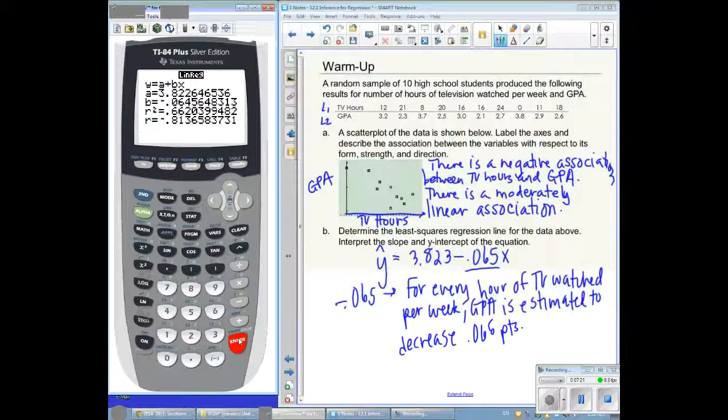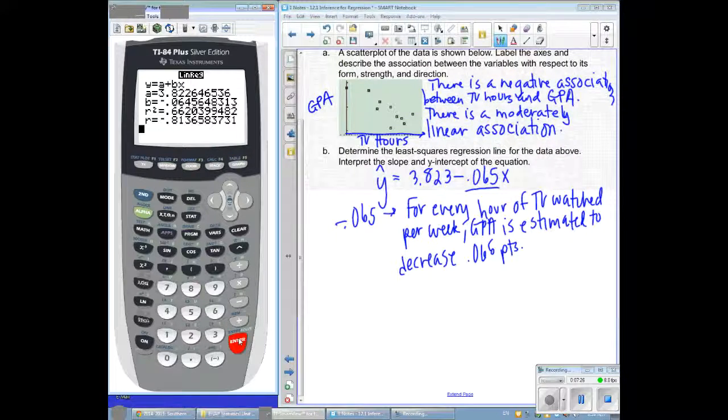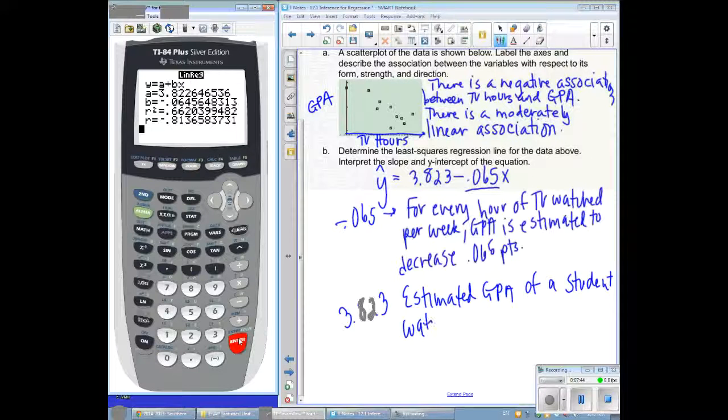And then what about the y-intercept? Our y-intercept is 3.823. What does that represent? Yeah, so this would be the estimated GPA of a student watching 0 hours of TV. Okay, and again, this is just an estimated or an overall average.